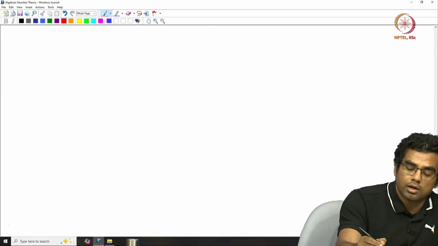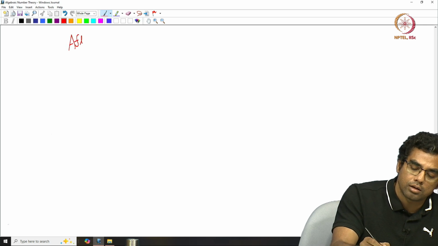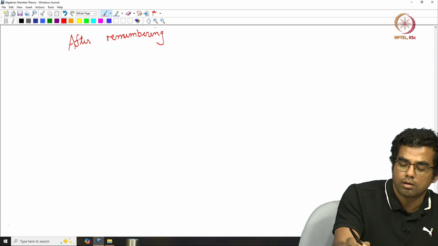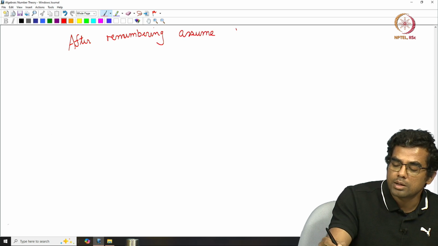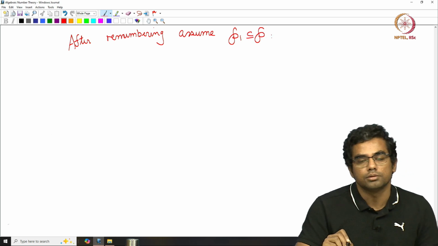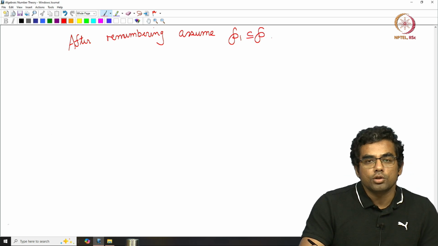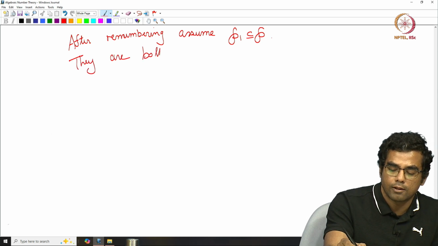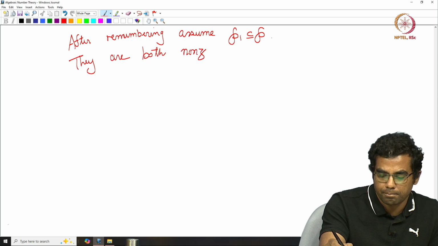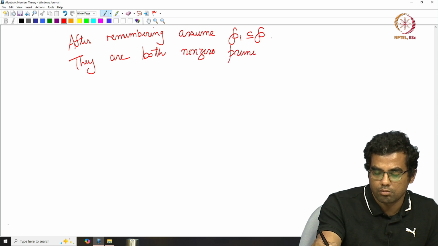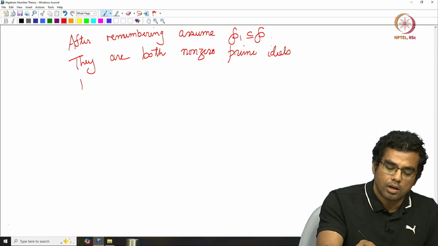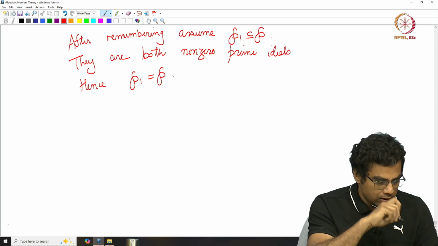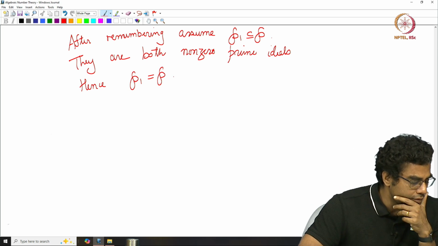So, I can assume, after renumbering if necessary, that P1 is contained in P, but they are both non-zero prime ideals. Hence, P1 is equal to P, right. Okay. So, we have proven this now.